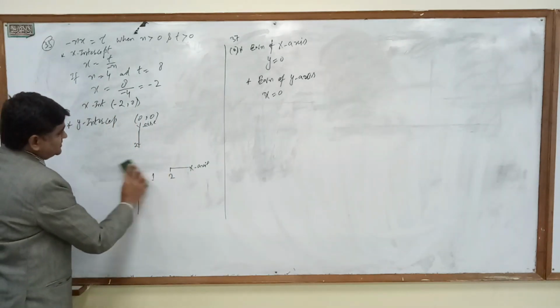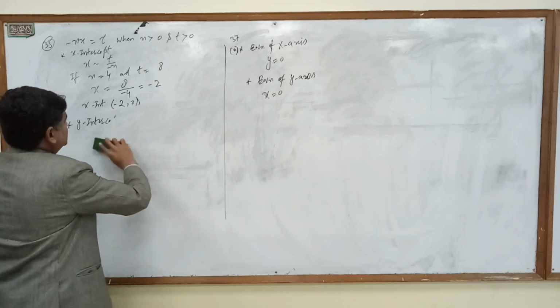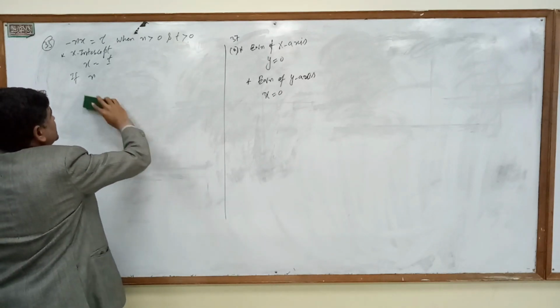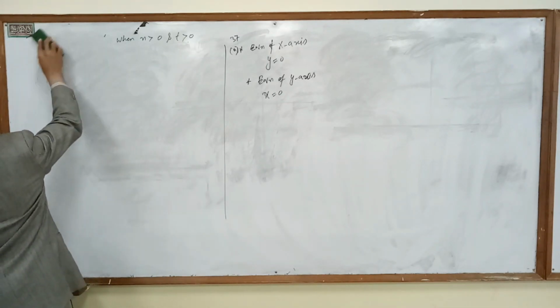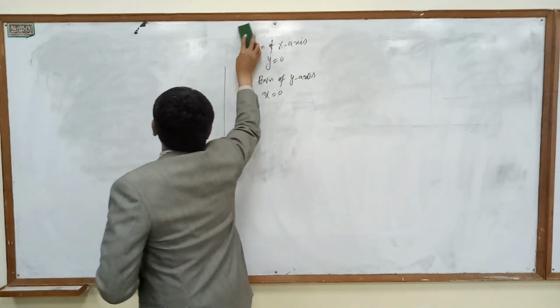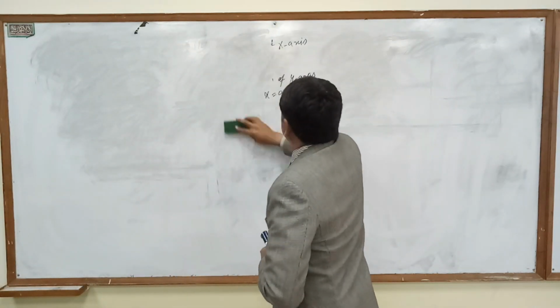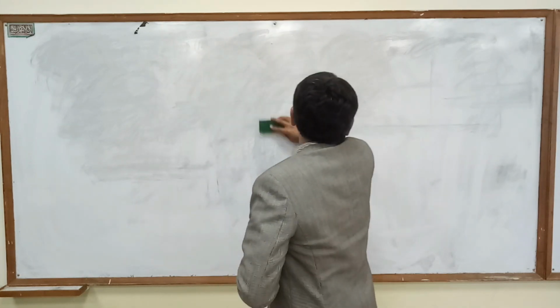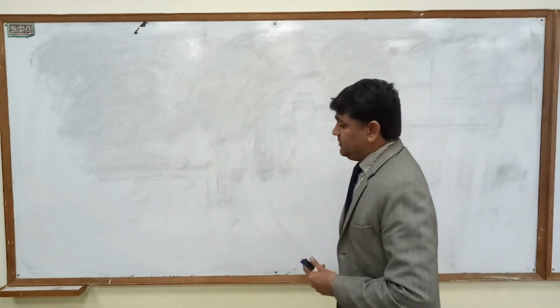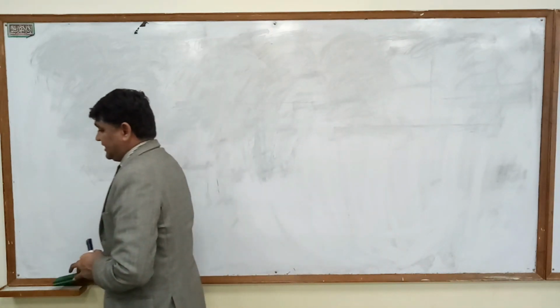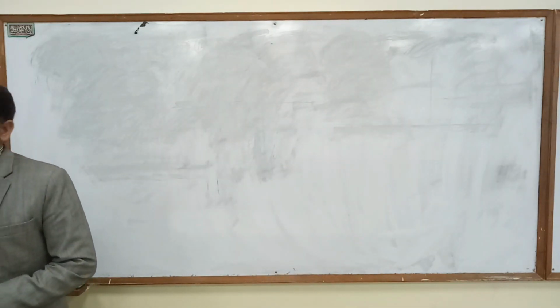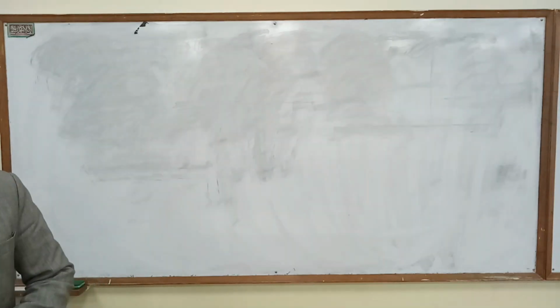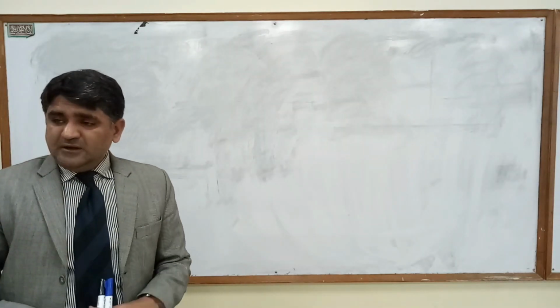Slope. What is slope? Slope is the proportionate change in output due to change in input. How many types of slopes are there? There are four types. What are the names of the four types? Positive slope, negative slope, zero, or undefined.